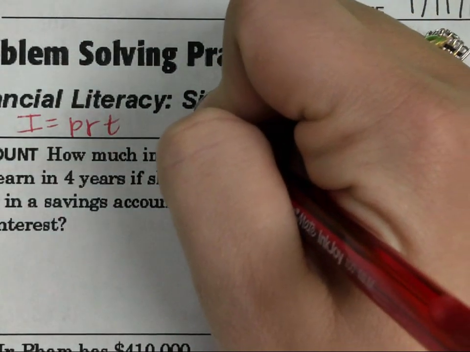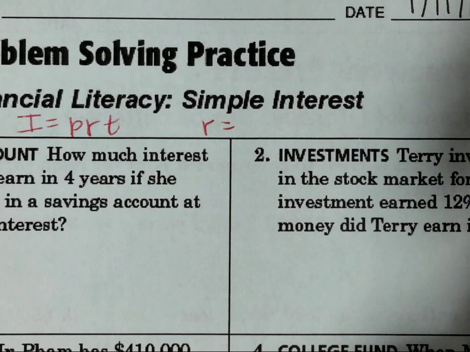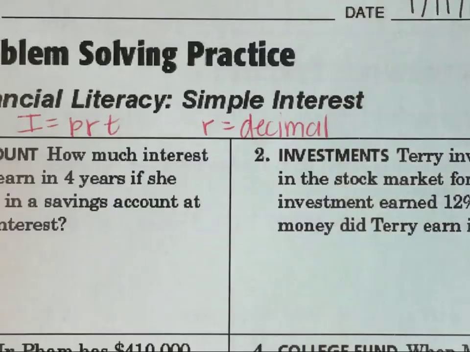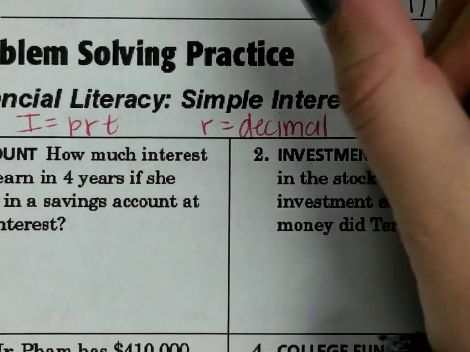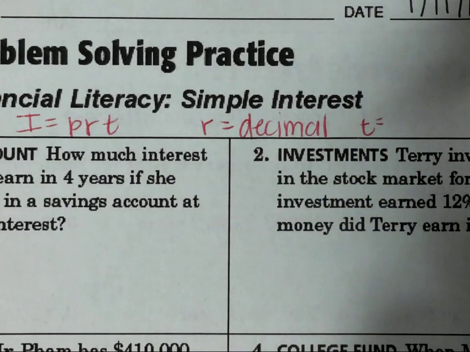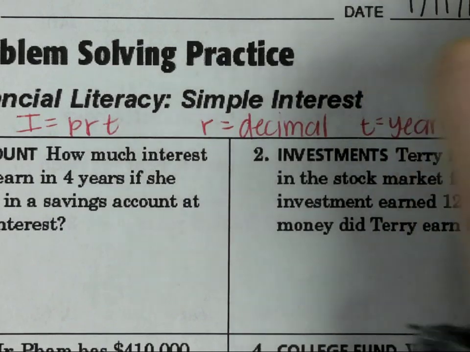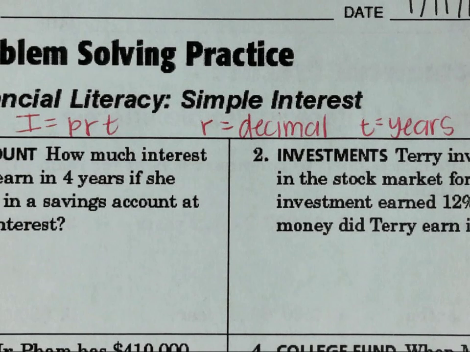Remember that my R has to be in what form? Decimal. So it has to be converted to a decimal, not a percent. It will always be given to you as a percent. And then what does my T have to be in? Years. Good. So if the time is given to you in months, you have to convert it to years. So you're going to divide the months by 12. Okay.